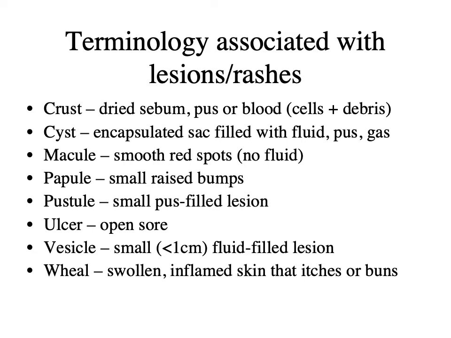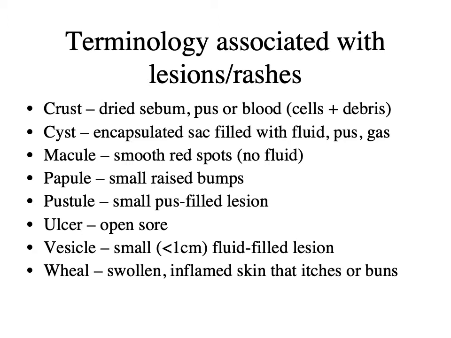A macule is a red spot, no fluid, but it's definitely red. That could be, like, a chemical action with maybe poison oak or something. That could also be macular. A papule is a small raised bump. A pustule is filled with pus. That one's pretty self-explanatory. Ulcers can start as other types of lesions, but if they open on the surface and there's an open wound, then it's an ulcer.